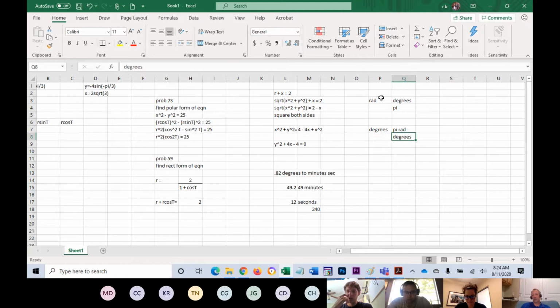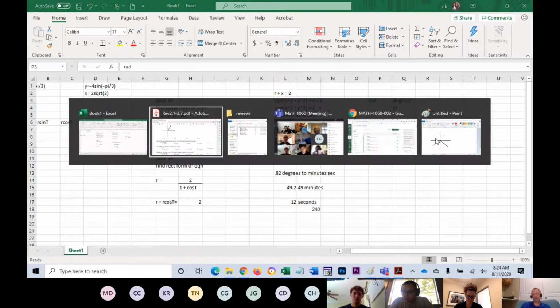So the easiest thing to do is just remember whatever you have. In the first case, pi is on the bottom, and in this case, pi is on the top. And so the idea is you just cancel your units. So degrees always go with degrees. And pi always goes with radians. Thank you. Okay.